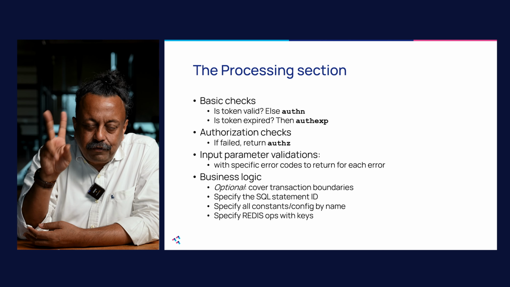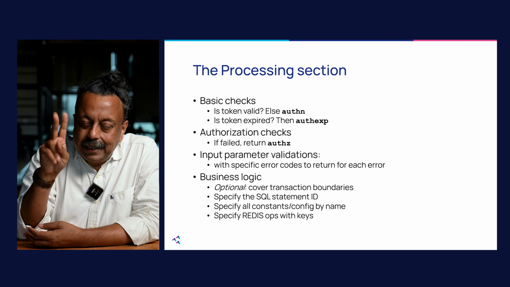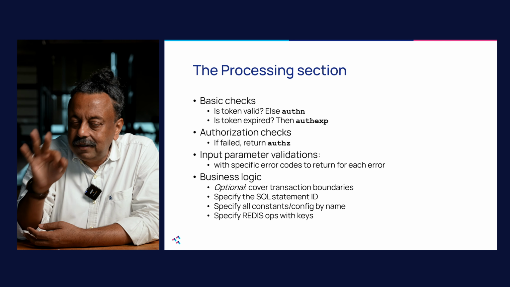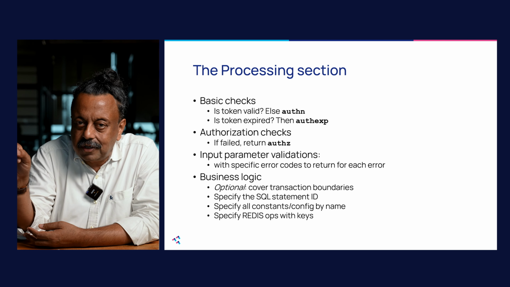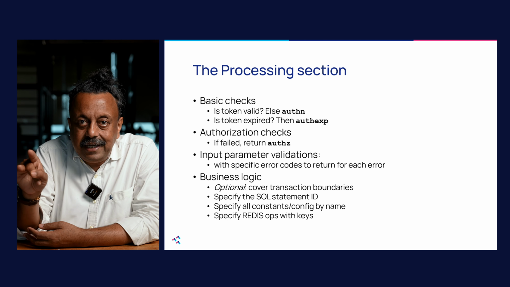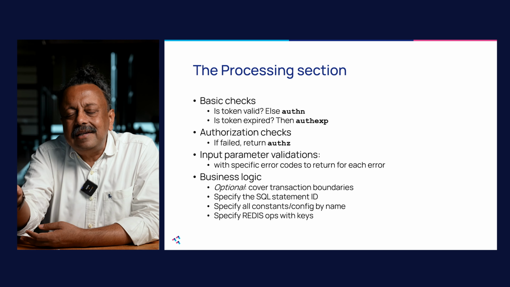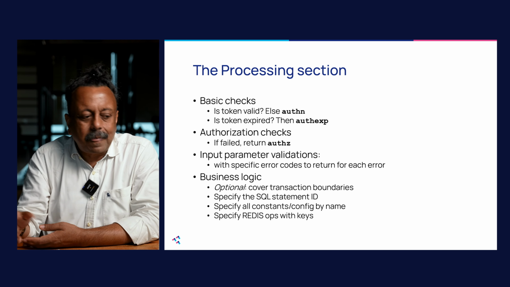So these are two different error codes which mean two different things. Authn means authentication failure. Either there is no token or the token is structurally invalid. Auth exp indicates it is a valid token which has just incidentally happened to expire.